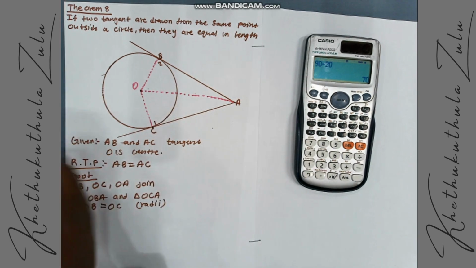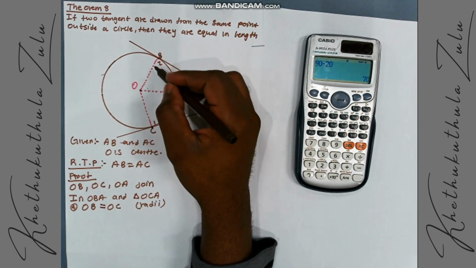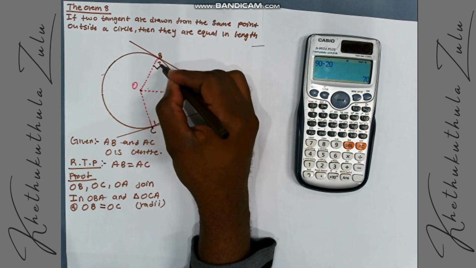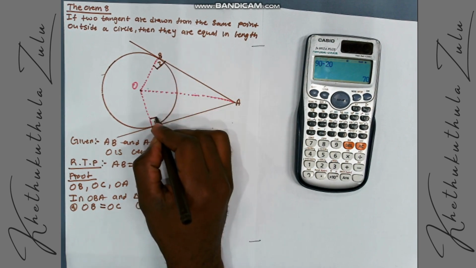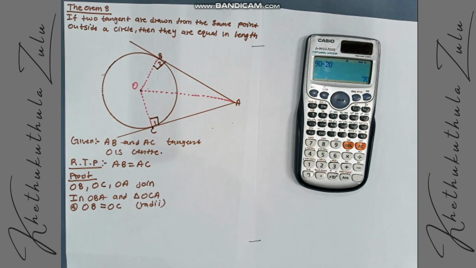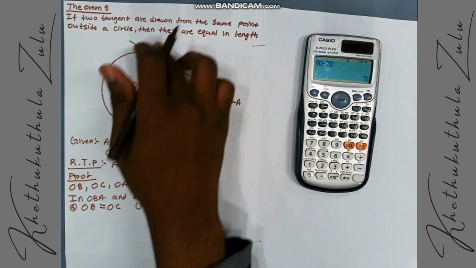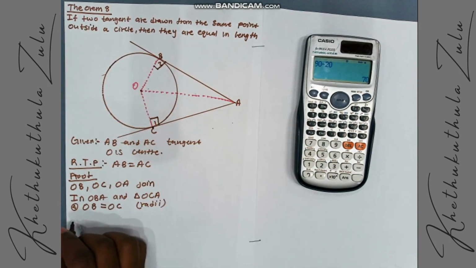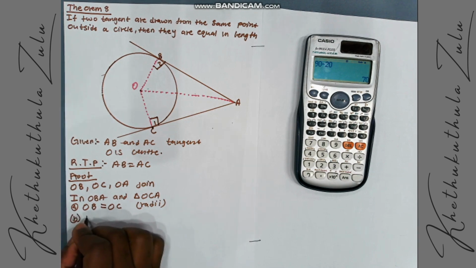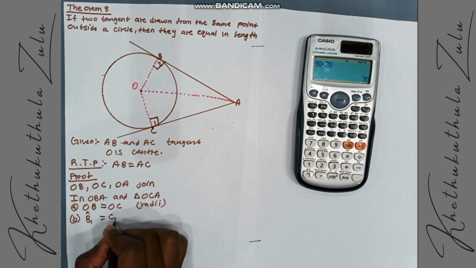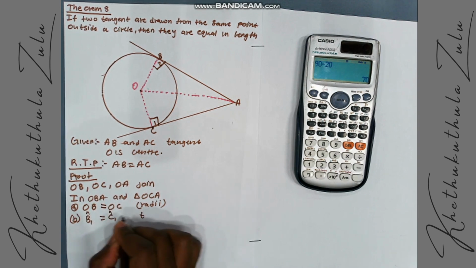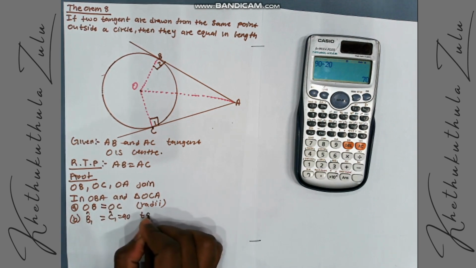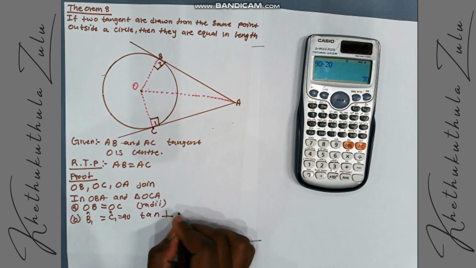From theorem number 7, this one is equal to this one. Why? Tangent perpendicular to what? To your radius. So secondly, angle B1 is equal to C1, which is equal to 90 degrees. Why? Tangent perpendicular to what? To your radius.